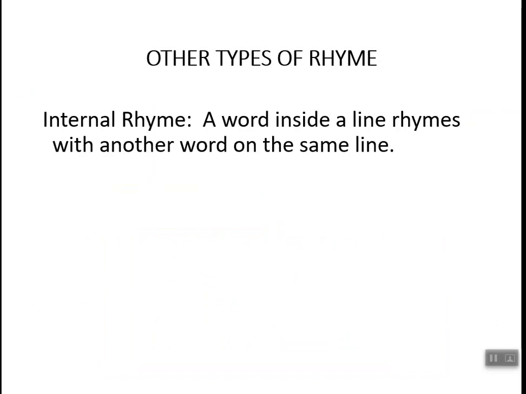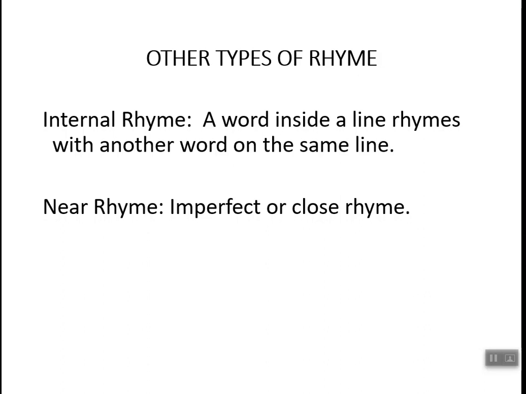Other types of rhyme. So internal rhyme occurs when a word inside a line rhymes with another word inside that same line, or sometimes in another line. And sometimes there are poems that do this that we'll be looking at.